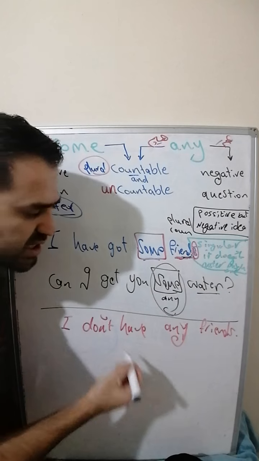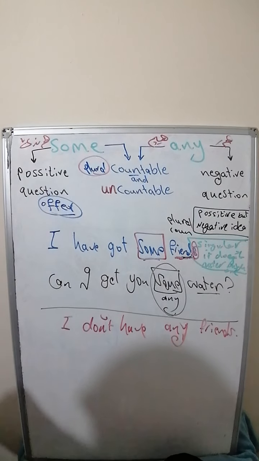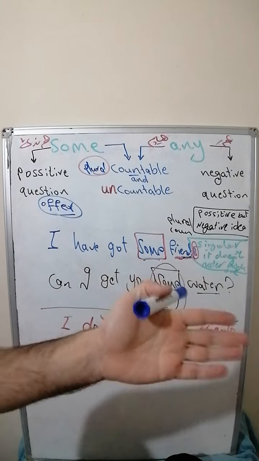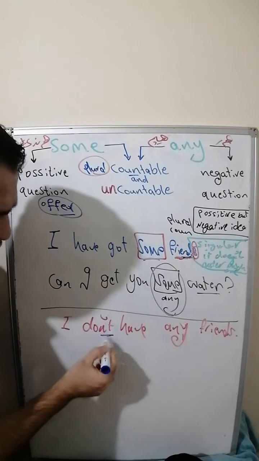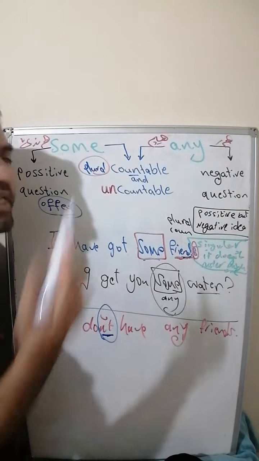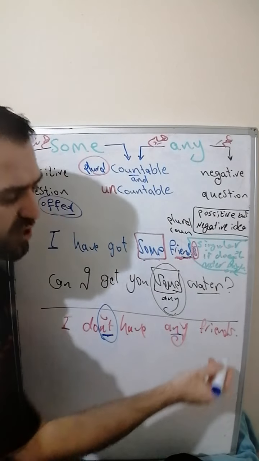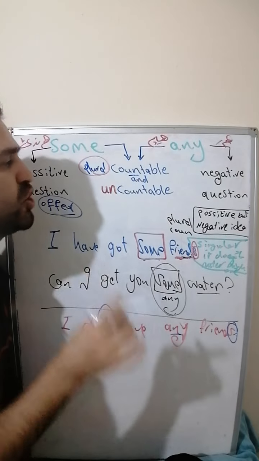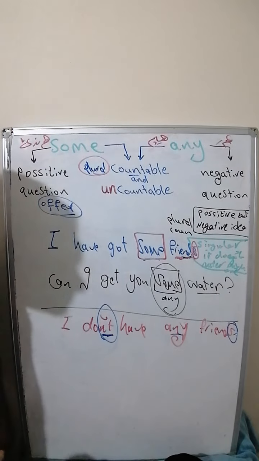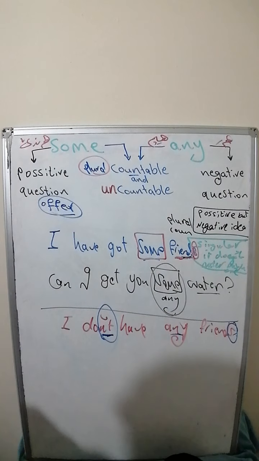So if you check this sentence, this is exactly the same sentence. I have got some friends means I have some friends. But here, I don't have any friends. If you check the answer, this is negative. It means I have got no friends. Any friends. This is countable, but when it is countable, it should be plural. Okay, guys? Okay, let's move to the question.